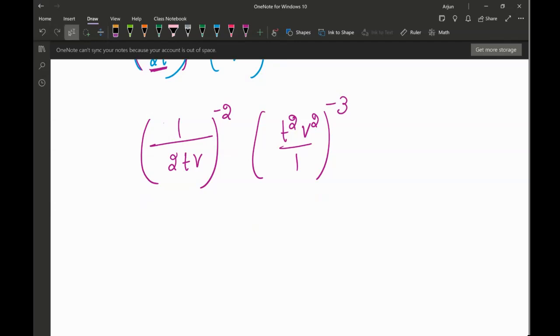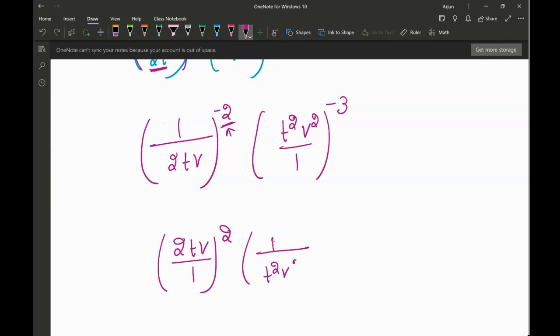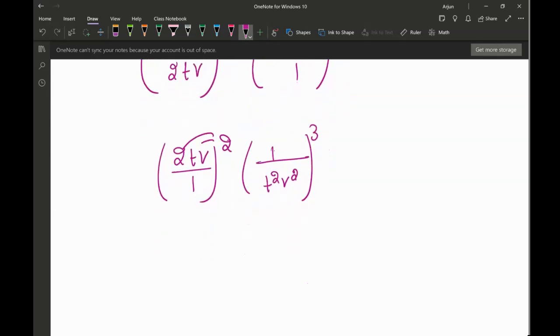And now I'm going to rearrange, I'm going to try and get rid of the negative sign. So 2tv means this will come on top and 1 will go on the bottom, and then square, and this will become 1 upon t square v square, and 3 on top. So this will go here, here, here, and now this will go here, here, here.